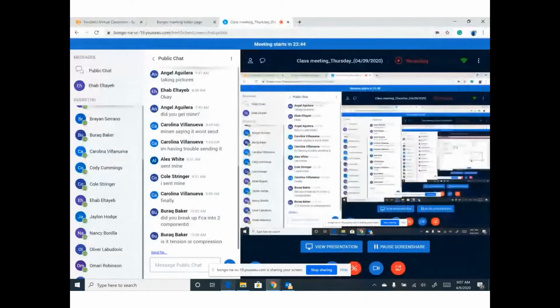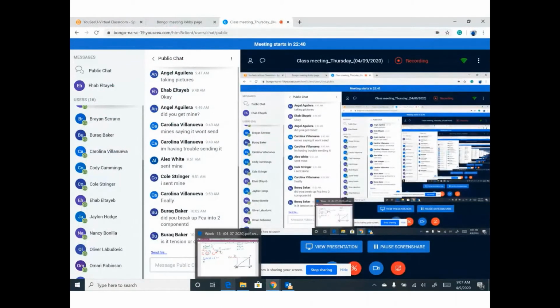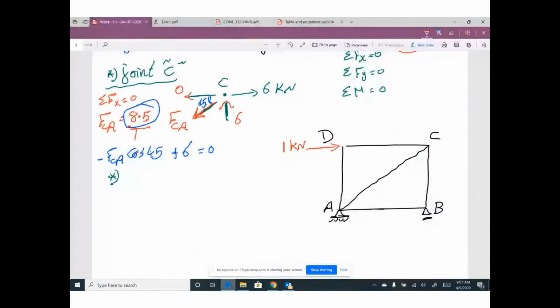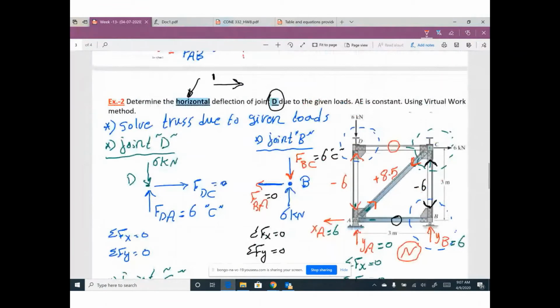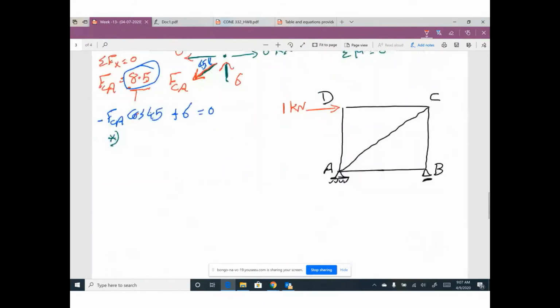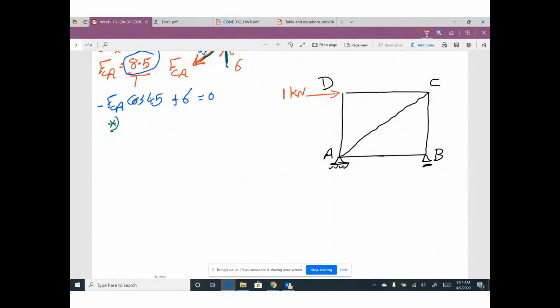Is it tension or compression? What do you mean, Brock? I'm applying a force. Can you tell me, is this 6 kilonewton tension or compression? No, we don't ask ourselves this question for external load. You ask this question for the force in the member. But for external load, no, this does not make any sense.